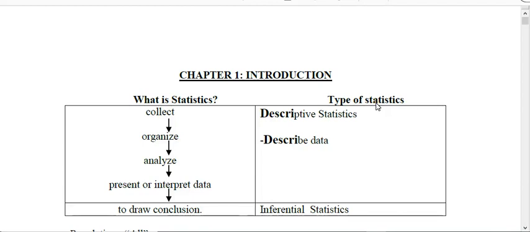Okay, so today let's start with chapter 1 introduction. So what is statistics? Statistics actually has two types. The first one will be descriptive statistics, another one will be inferential statistics. Now, what is descriptive statistics?